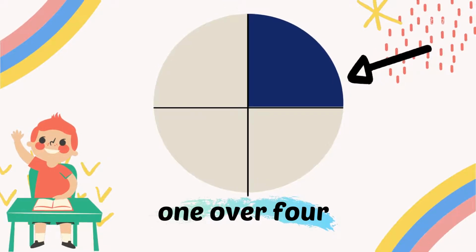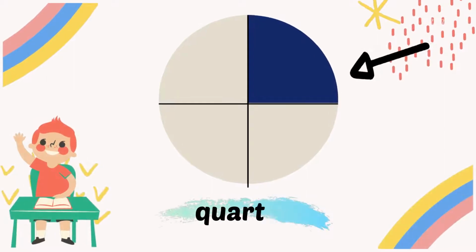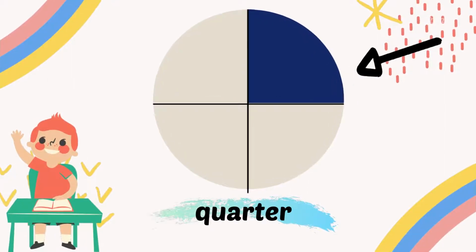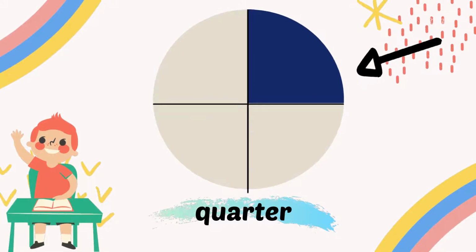1 over 4. For 1 over 4, it also has a specific term which we can call quarter. 1 over 4 can also be called quarter. The other name for 1 over 4 is quarter.